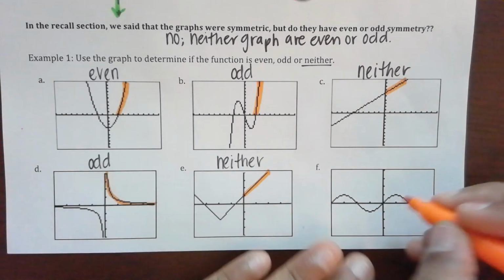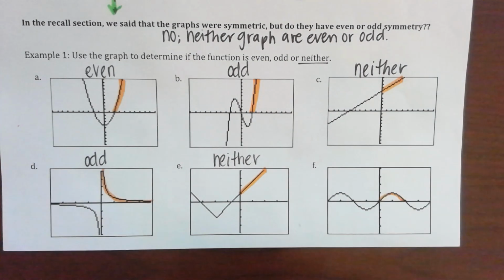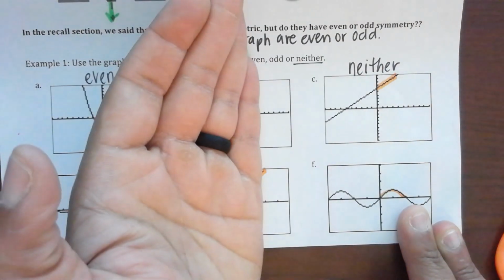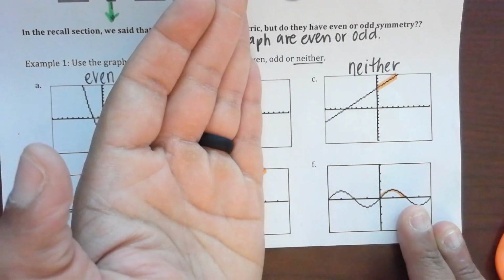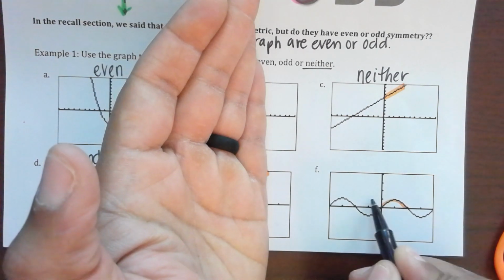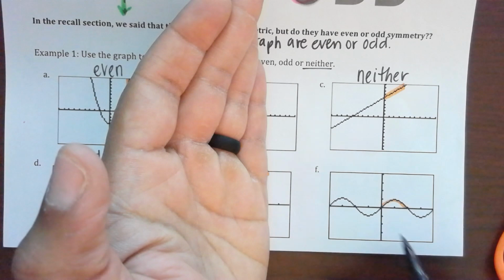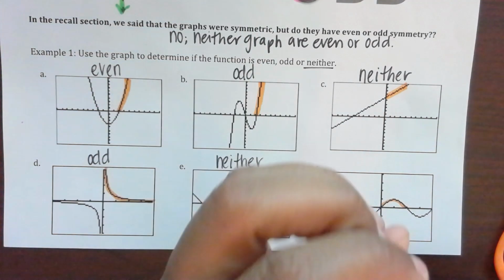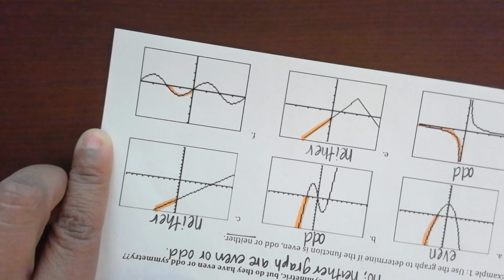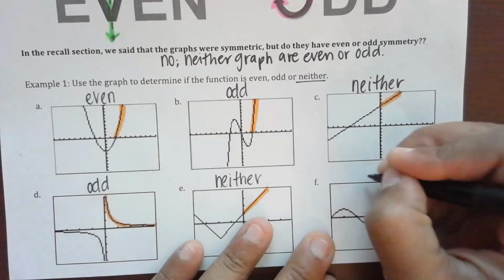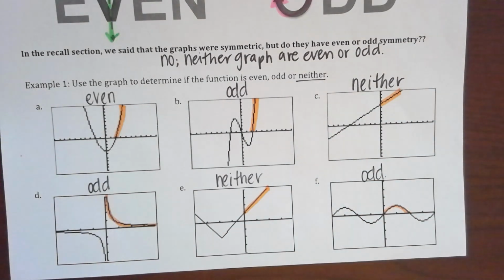So, any questions there? Let's look at F. Focus on one piece, okay? Right there. If I were to take my hand and flip it, does it match over here? No, because it would have to be another one going like this. So it's not even. Does it cross through the origin? Let's rotate the paper. Does it look exactly the same? So this must be odd. Thank you. Any questions there?